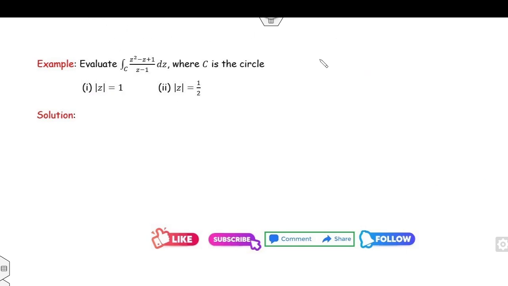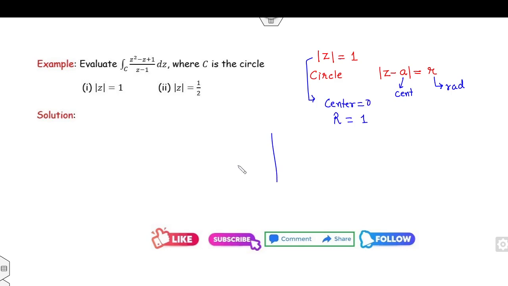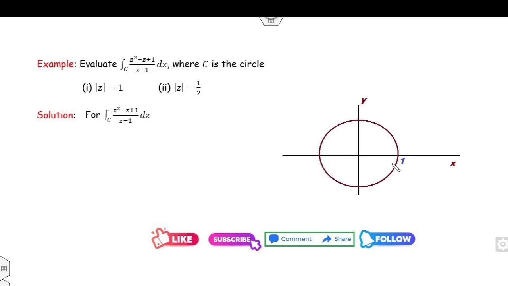Now, what is that? Mod of z is equal to 1. This is the equation of a circle. The general equation of a circle is mod of z minus a is r, where r is called the radius and a is called the center. So if you compare them, what is the center? Center is 0 and the radius is 1. So can you draw the circle? Center is 0, radius is 1. So the curve is this in my case.